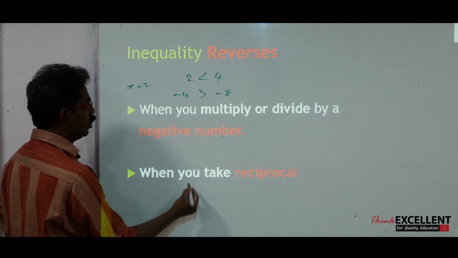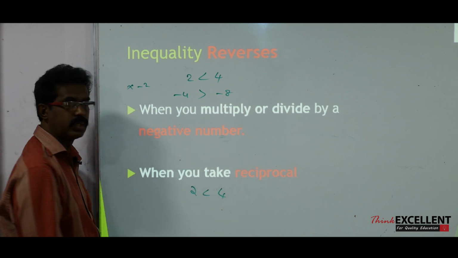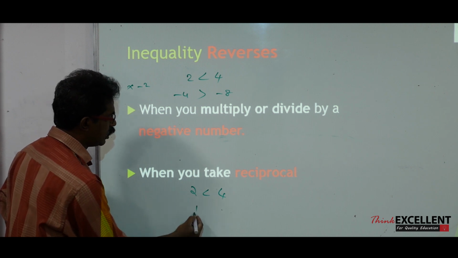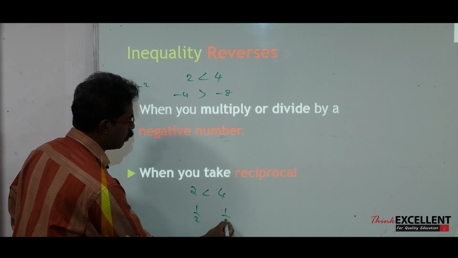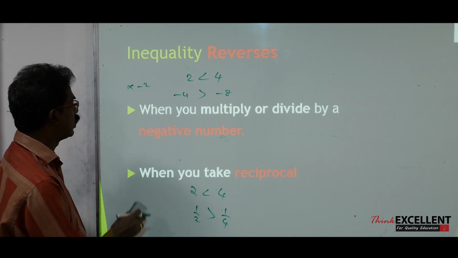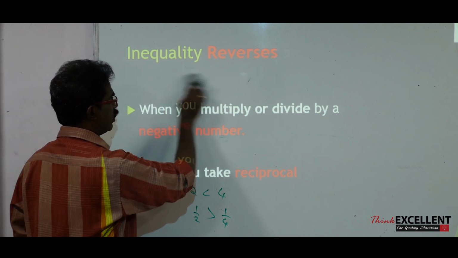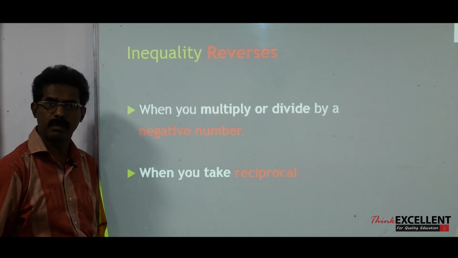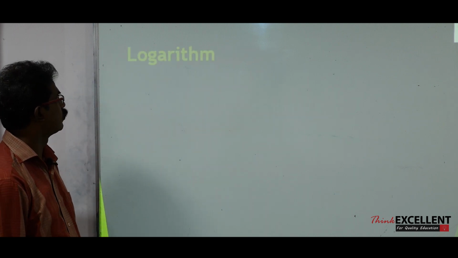And another case, 2 is less than 4. You take reciprocal: reciprocal of 2 is 1 by 2, reciprocal of 4 is 1 by 4, and you know 1 by 2 is greater than 1 by 4. So in these two cases inequality reverses. But when you multiply by a positive number, there won't be any change.